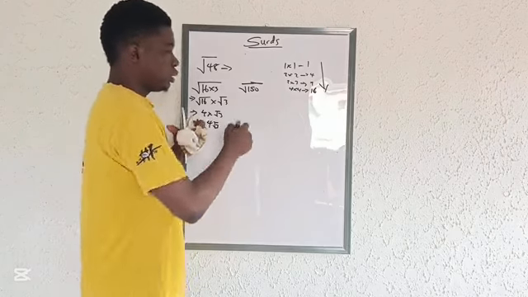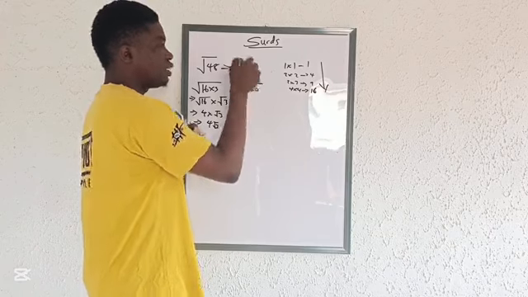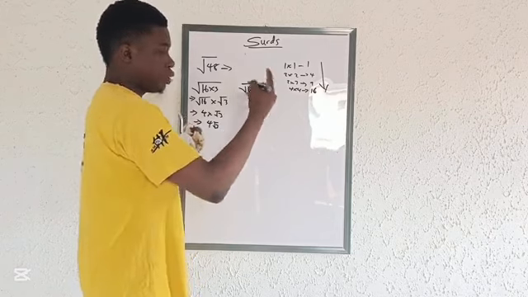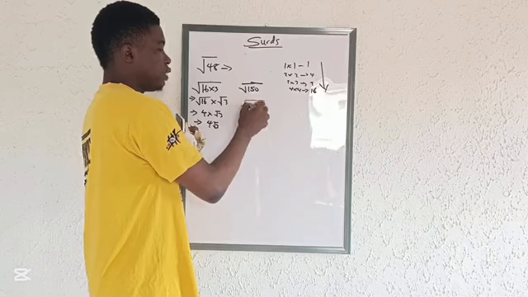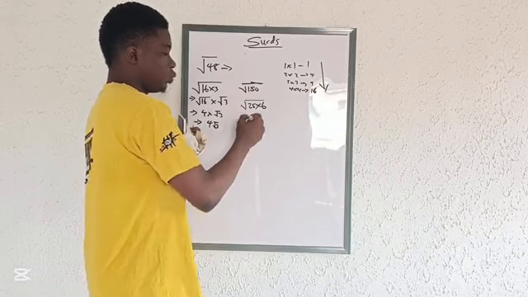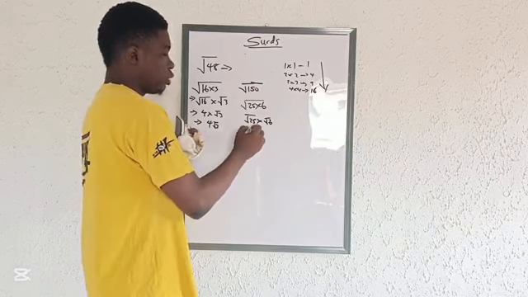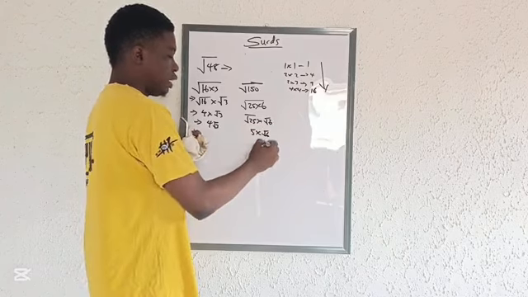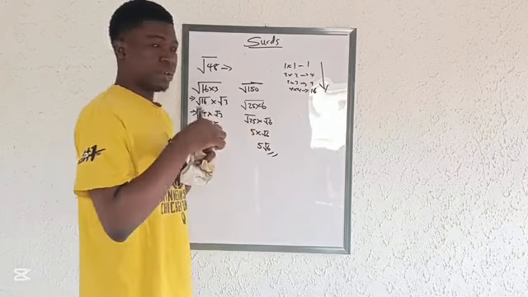Now let's look at this. The highest perfect square here is 25. That's the perfect square you can see here. There's no other perfect square here. So we are going to separate it. 25 times what? 6. Alright, so we have root 25 times root 6. We have 5 times root 6. So the answer is 5 root 6. That's it.